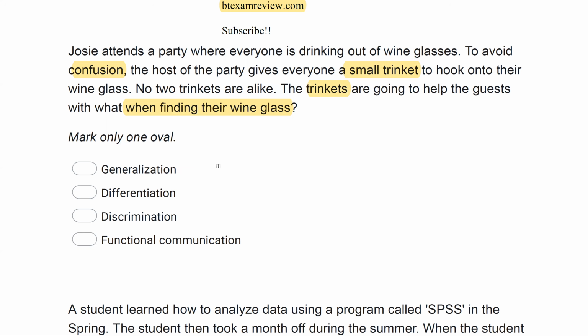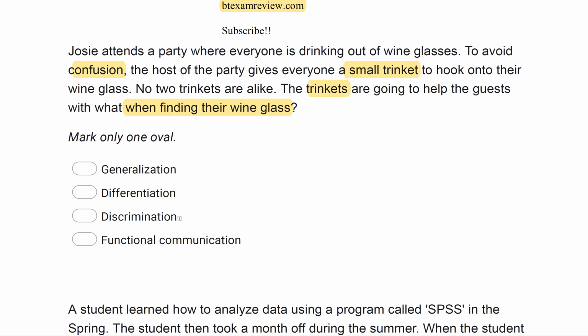What about B, differentiation? Well, differentiation, remember, also is response differentiation. It's a longer way to say it. And with response differentiation, we're looking at different types of responses. We're not worried about the responses here. What we're worried about is them grabbing the right glass. So if we're worried about what stimulus they're grabbing, we're really concerned with discrimination, or stimulus discrimination.